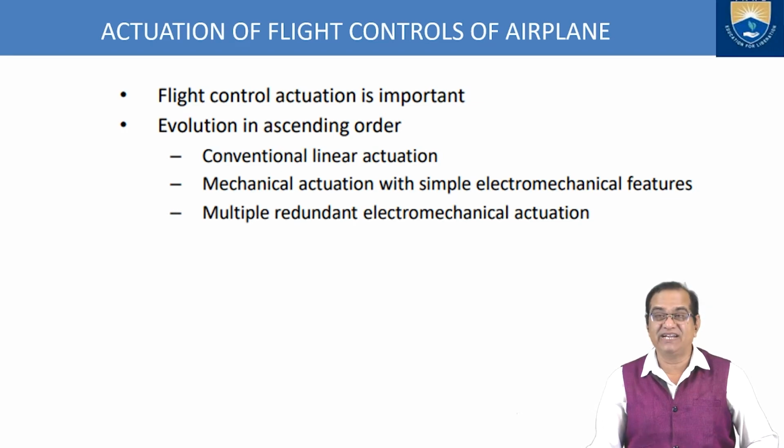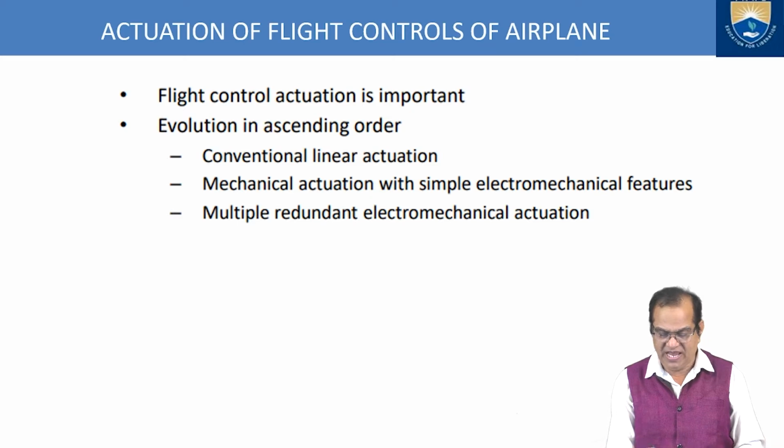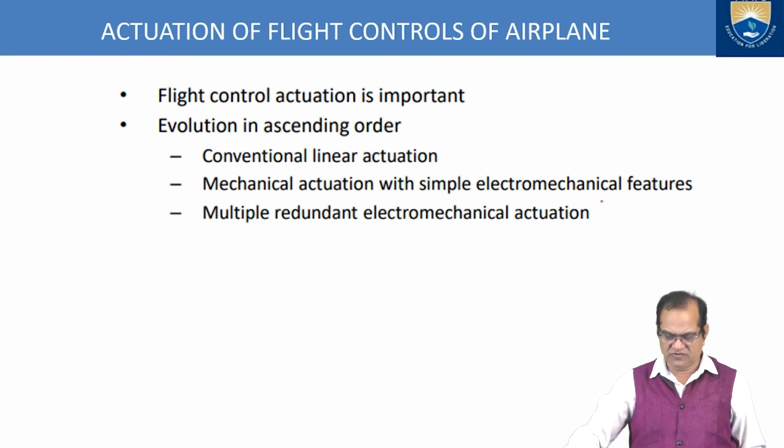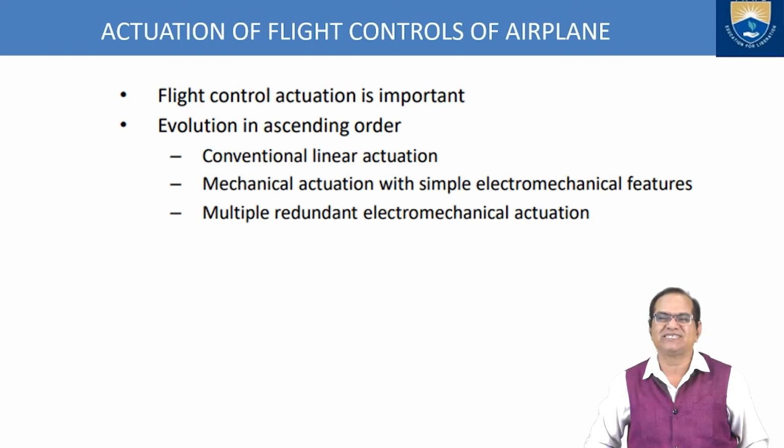Evolution is in ascending order. I have shown ascending. First, conventional linear actuation, old type. Then mechanical actuation with simple electromechanical features. Multiple redundant electromechanical actuation. So these very typical types of actuation systems I am going to discuss in my next slides.